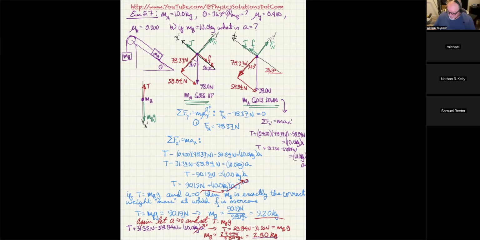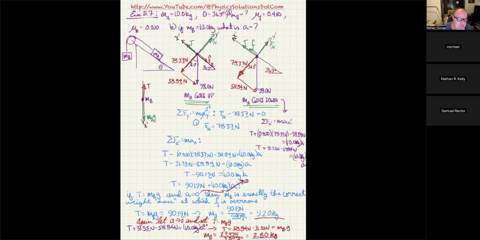So if the mass is between 2.8 and 9.2, then the mass on the incline is going to stay sitting still. But if the mass is bigger than 9.2, then it's going to accelerate up the plane. If the mass is smaller than 2.8, then the mass is going to slide down the incline.